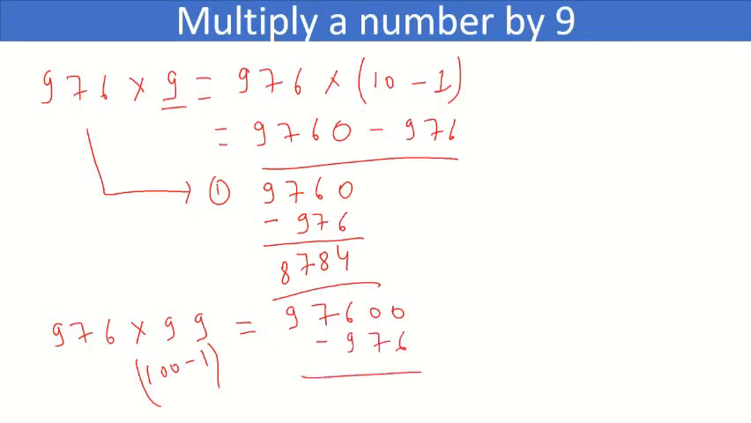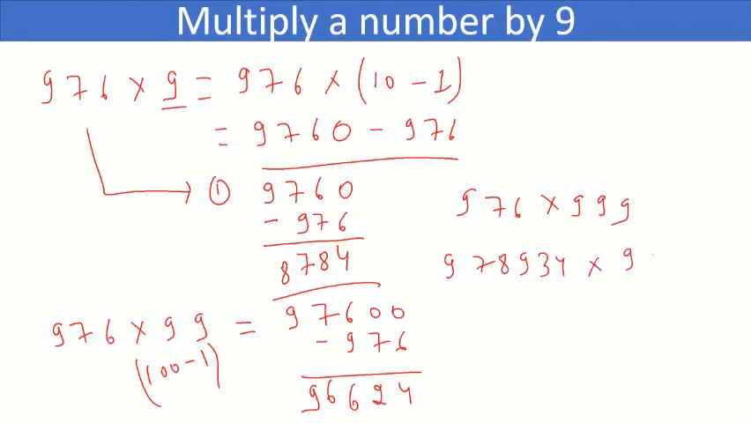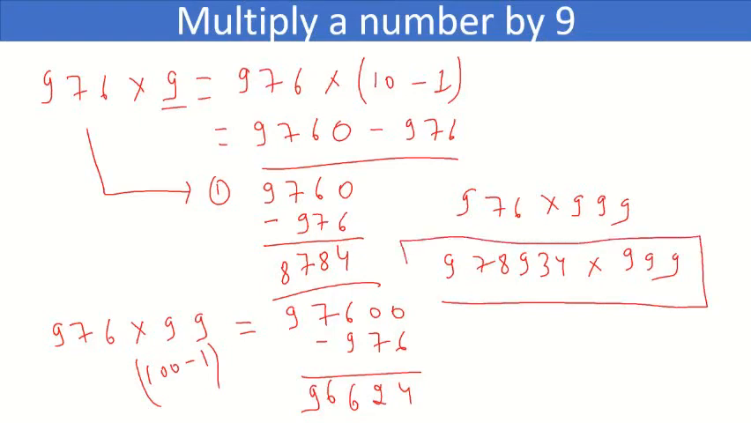Okay, so 10 minus 6 is 4, 9 minus 7 is 2, then we have 15 minus 9 as 6, then we have this as 6, then we have this as 9. Okay, so this will be your final answer. So you can find in a similar manner, you can multiply 976 with 999 or 978,934 into 999 in the same fashion within seconds.